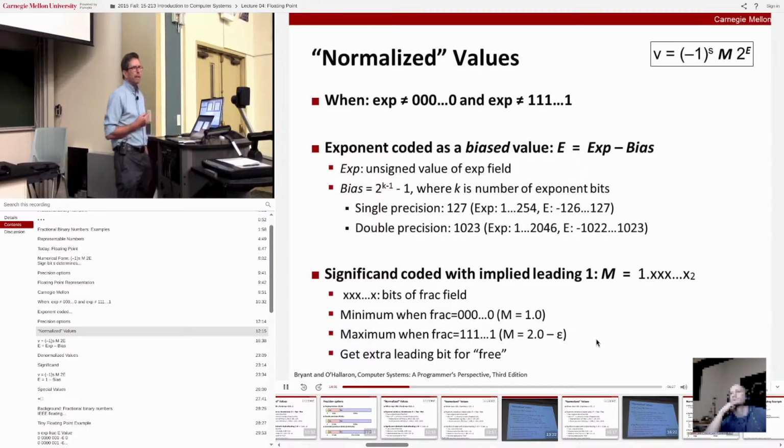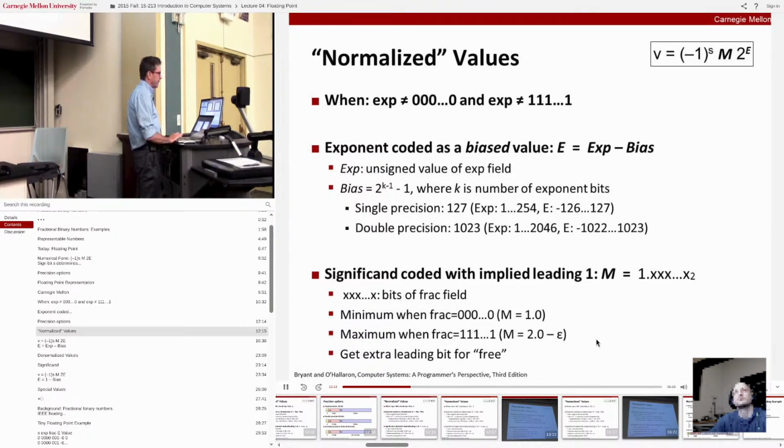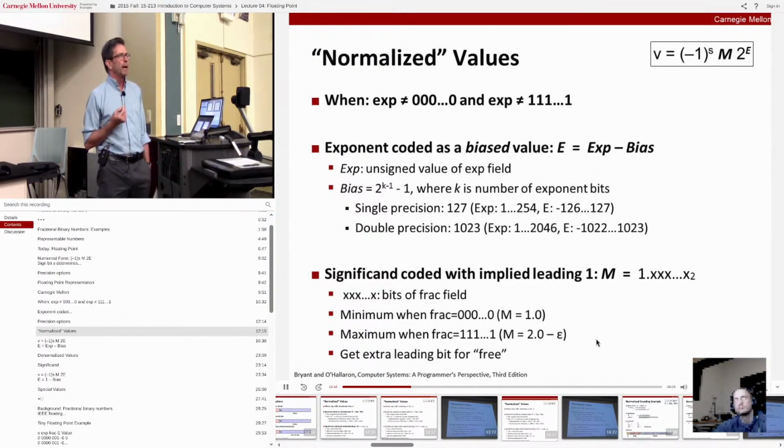And then the significand is encoded with an implied 1. And this is where the normalized representation comes from. We're always going to normalize m, no matter what number we want to represent. We're always going to normalize m as 1 point something, and then we adjust the exponent accordingly. So if the value we want to represent is 100.01, we're going to shift it over, and it'll be 1.00. And then we'll adjust the exponent to represent that shift.